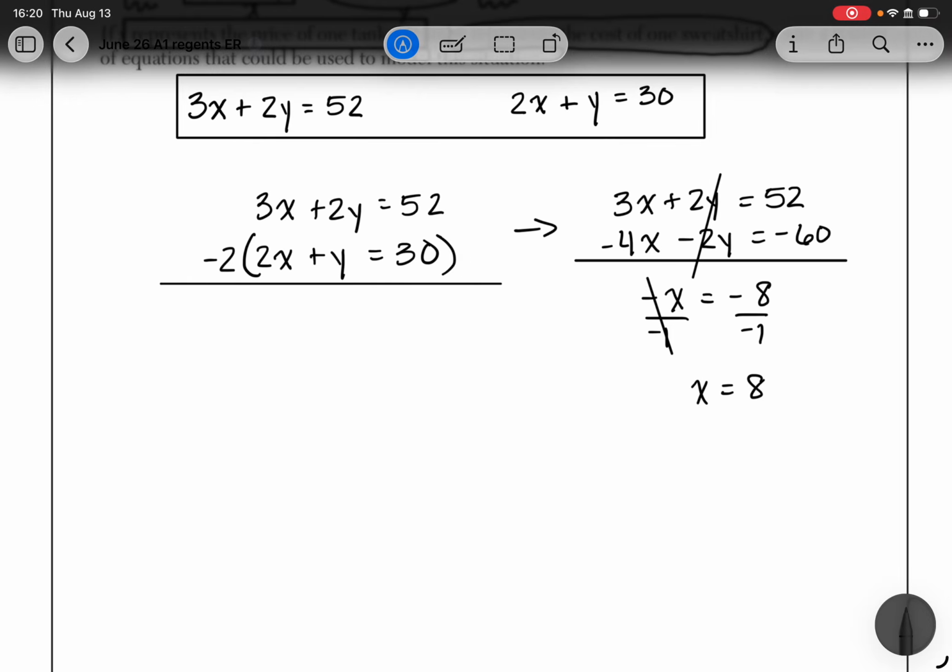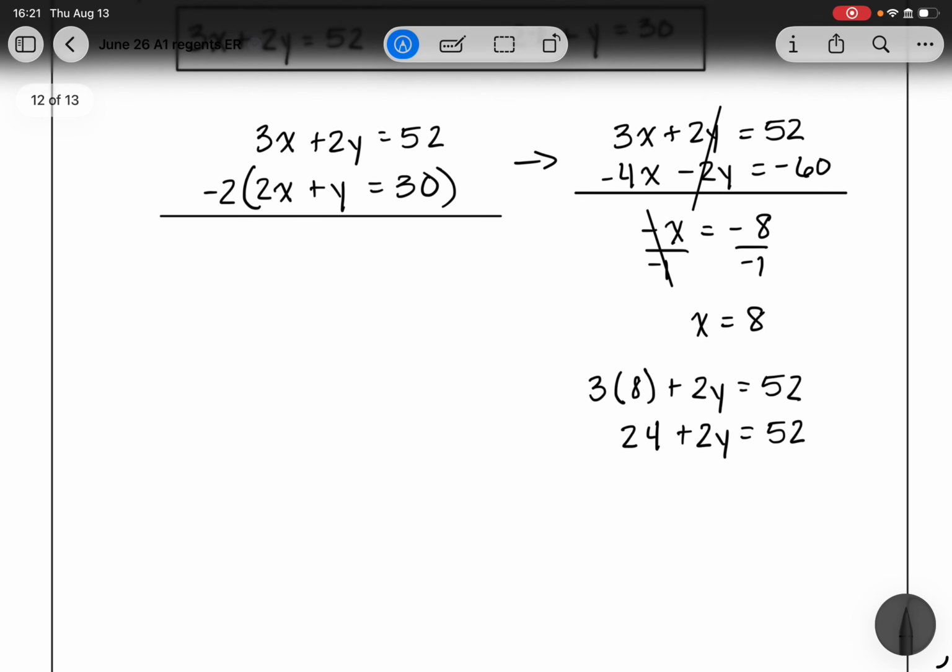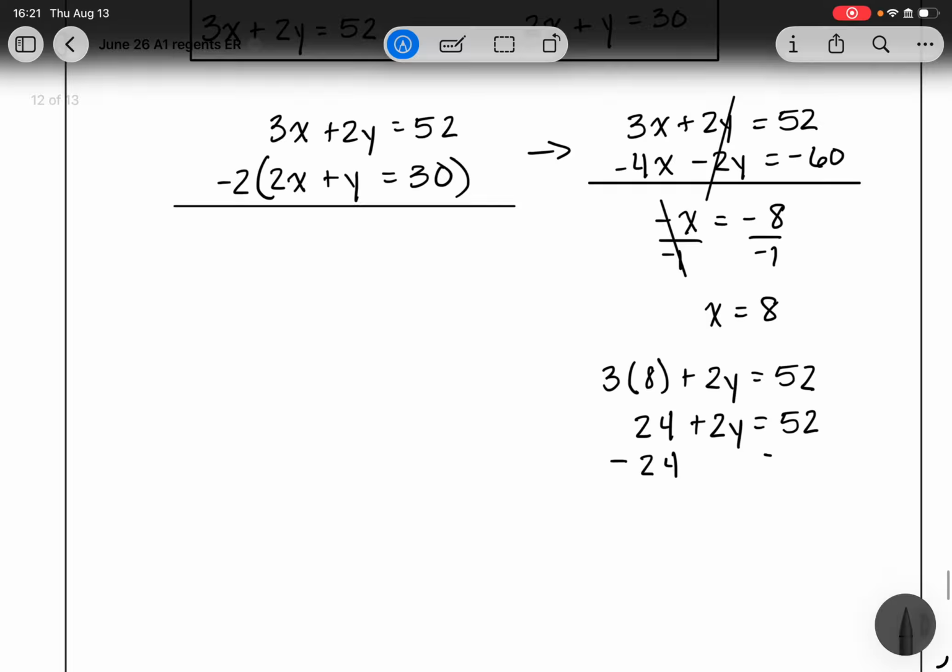And if we wanted to finish this off, like I said, we'll plug 8 back in for X. So I'm going to use the first equation, so 3 times 8 plus 2Y equals 52. 3 times 8 is 24, plus 2Y equals 52. All we're doing here is solving for Y, so we know if X is 8, the value of Y. Subtract 24 from both sides, since 24 is positive, and we want to move it, and we're left with 2Y equals, 52 minus 24 off the top of my head, 28.